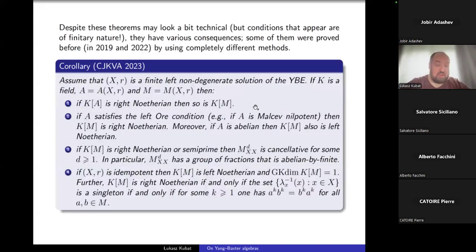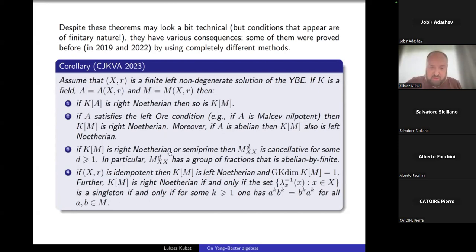Here I have some special results on what happens if we assume something more about our solution. For example, if it's finite and left non-degenerate, and if the derived structure algebra is right Noetherian, then so is the structure algebra of the original solution. And this happens, for example, if A satisfies the left Ore condition. For example, if A is Malcev nilpotent, then the Yang-Baxter algebra is right Noetherian. Moreover, if A is abelian, which is a special instance of Malcev nilpotency, then our Yang-Baxter algebra is also left Noetherian.